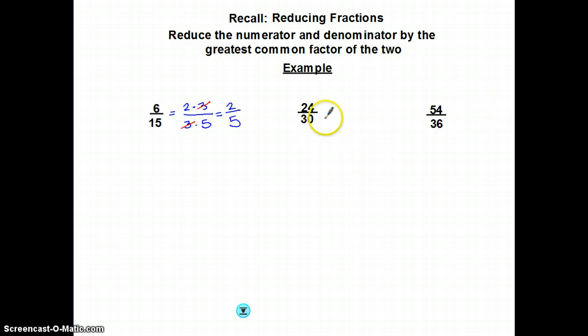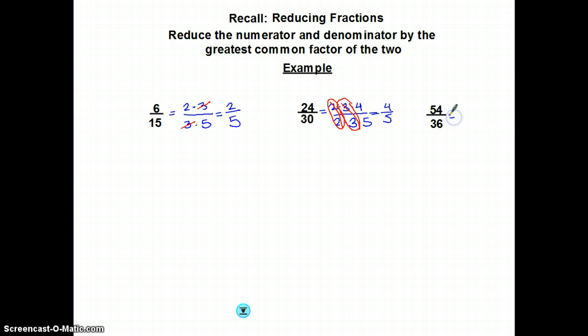Again, for 24 and 30, I factor the numerator of 24 to get 2 times 3 times 4 over, when I factor 30, I get 2 times 3 times 5. There are two common factors of 24 and 30. They each have a 2 and they each have a 3. So the greatest common factor of 24 and 30 is 6. When I cross out the 2's and the 3's, what I'm left with is the 4 for my numerator and 5 for the denominator.